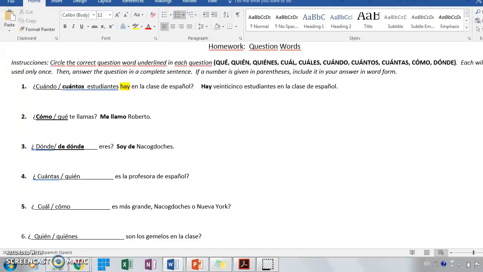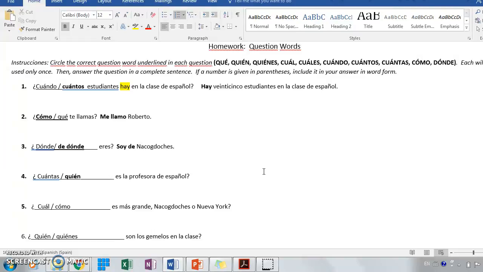Okay, número 4. ¿Cuántas or quién es la profesora de español? So, here a translation can help us a little bit. We think blank is the Spanish instructor. How many or who? Obviously it would be who, so ¿quién es la profesora de español?